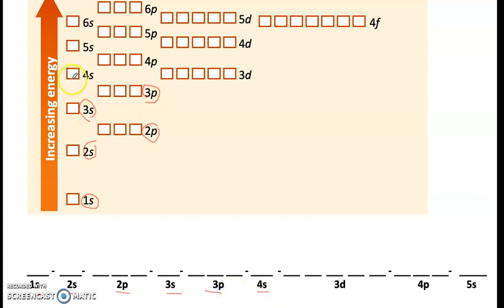4s has 1 orbital, or 1 line. Then after 4s, you go to 3d. And here it is, 3d. But 3d doesn't have 3, it doesn't have 1, it has 5. 1, 2, 3, 4, 5. So the d can hold 10 electrons. Then you have the 4p. Right here, 4p. 4p has the 3 orbitals, 1, 2, 3. And 5s comes next.